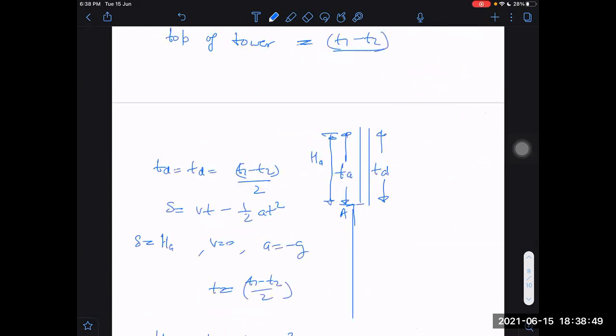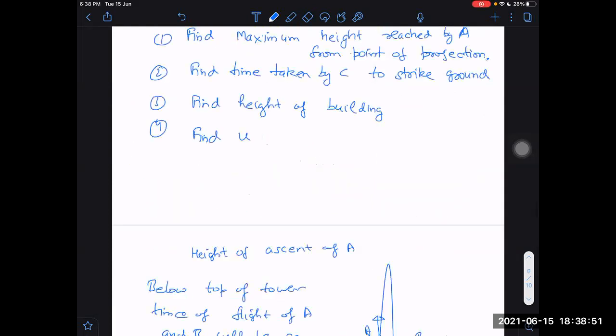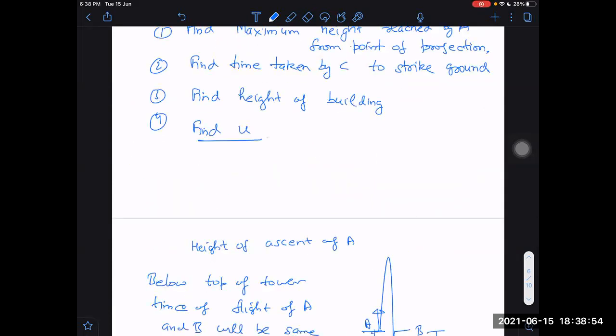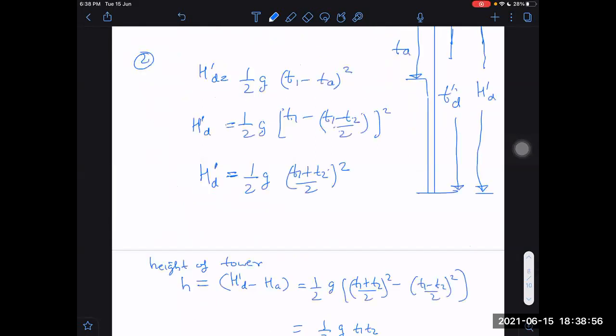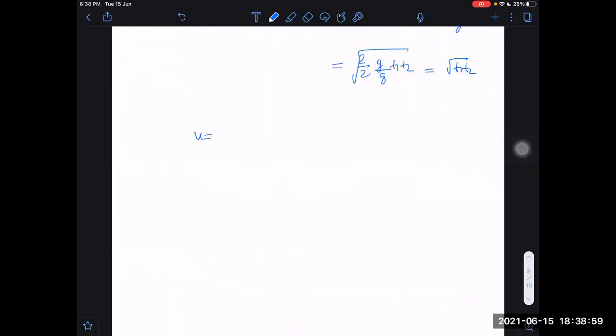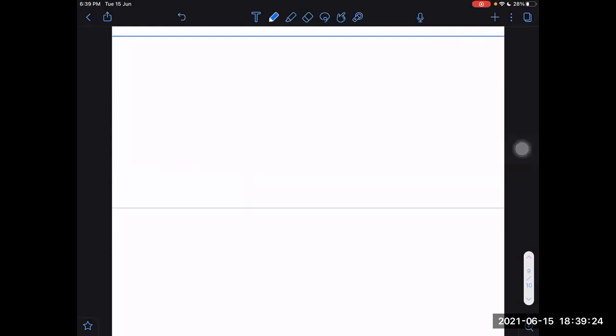One more question is there after that: the initial velocity U. Last question. That is so simple now. Initial velocity U will be equal to G into time of ascent, which is G into (T1 minus T2) by 2. That also is done. All questions answered. We can get all these answers by our simple basic formulas.